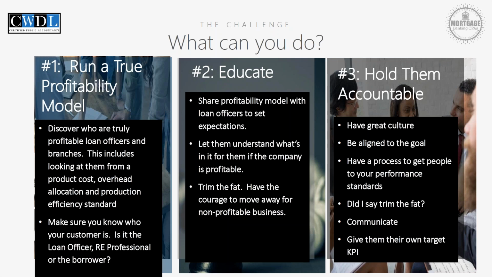So these are the three kind of basic but very important things that we're seeing. Companies that are following these steps and paying close attention to it and building out the profitability model are profitable. We have lots of clients that are doing well. They're continuing to bring on branches. They're continuing to grow. And even in this environment, you can do that, but having a process in place to do that is really, really critical.